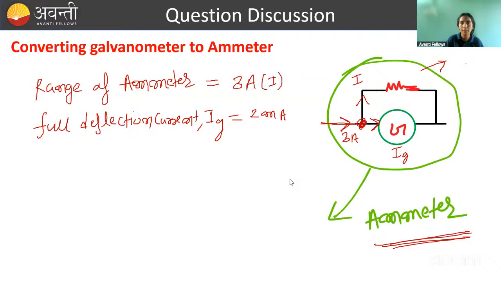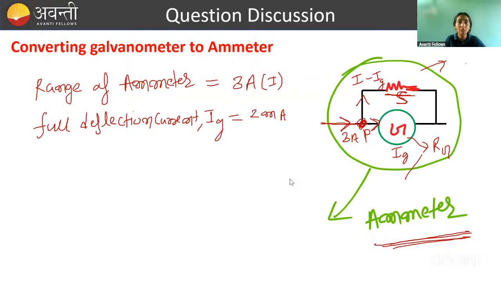I minus IG, where I is the range of ammeter. Because at this point P, current is getting divided into two branches, one across the galvanometer. Through the galvanometer the maximum current that can go is IG, and the rest of the current will go through the shunt, so I minus IG. So these are the concepts: range of ammeter, full deflection current, and the equation that you can write in an ammeter. In the case of an ammeter, this shunt and this galvanometer having resistance RG, these two are in parallel.